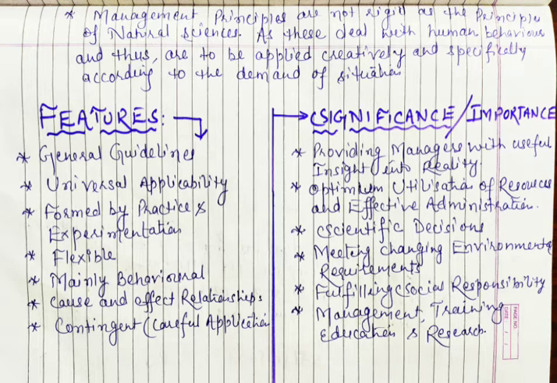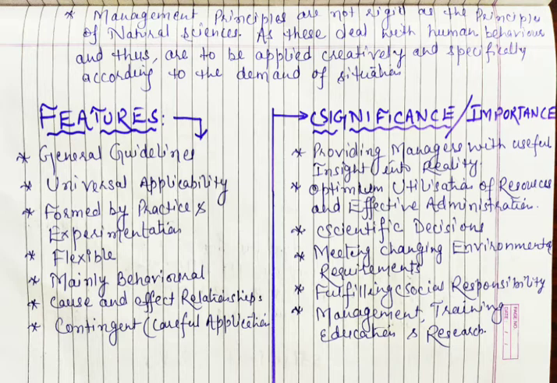Next is cause and effect relationship. Management principles establish a relationship between cause and effect so that these can be used in similar situations in a large number of cases. When a particular principle is applied to a specific situation, it is known as the cause, and the result of applying this principle is called the effect.